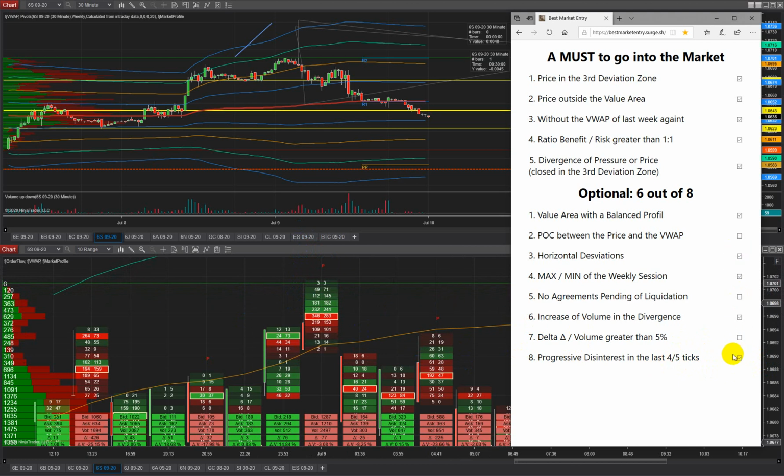And now what happened? Because we don't have volume that is greater than 5%, we have agreements pending of liquidation, and we got another one that the POC is not between the price and the VWAP. According to our strategy, it was a no-go to go inside the market. And even being a no-go, look what happened. It went a little bit down, it stayed here a little while, and later went and paid the VWAP. And it's looking that it's going farther to pay the second one. So I lost this opportunity.